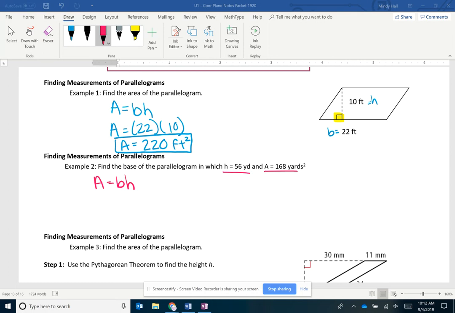Okay, so area would replace the A, so I'm going to put 168. And then I don't know my base, but I do know my height is 56. So then I will come through and divide by 56 so that it cancels out on the right. And 168 divided by 56 gives me a base of 3 yards. And this is just going to be straight yards because it is a length, not an area.